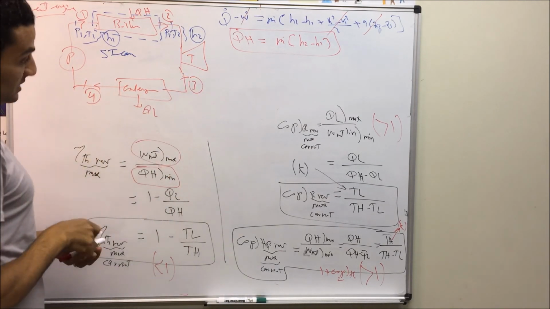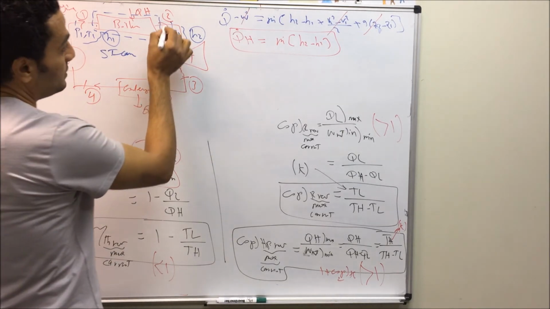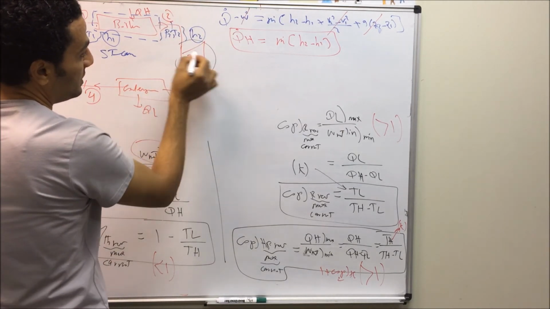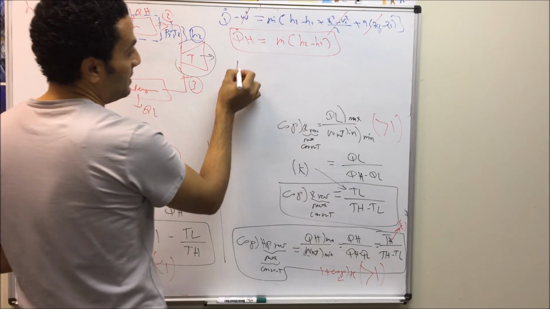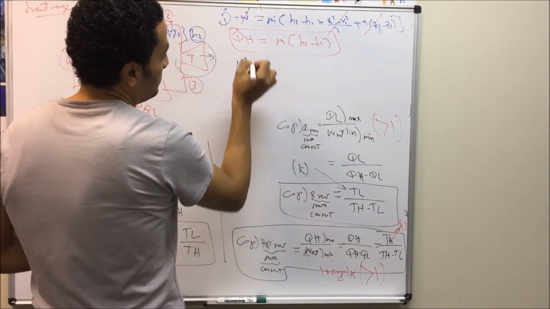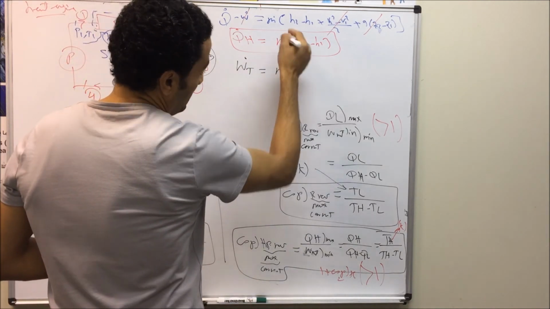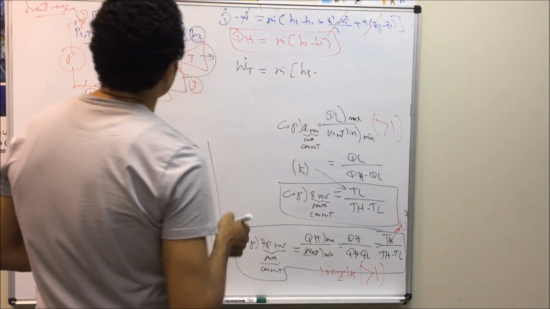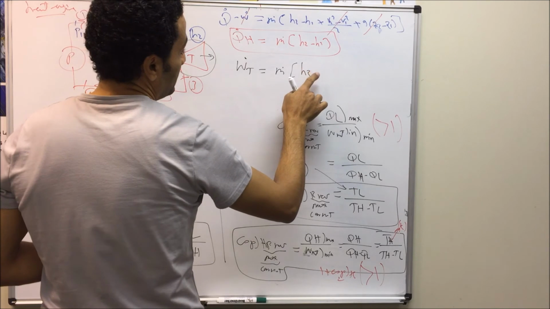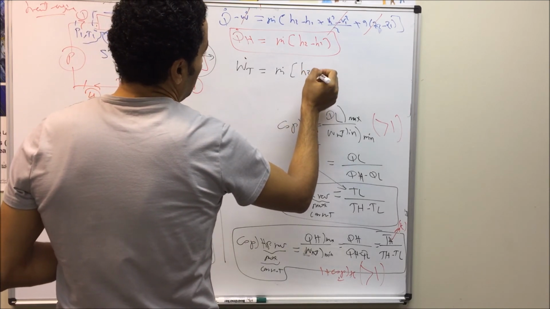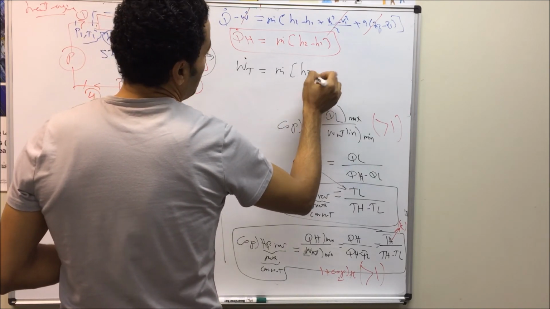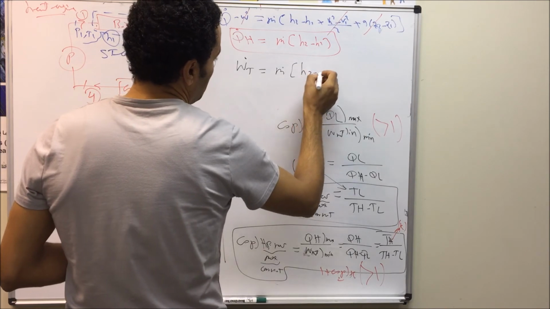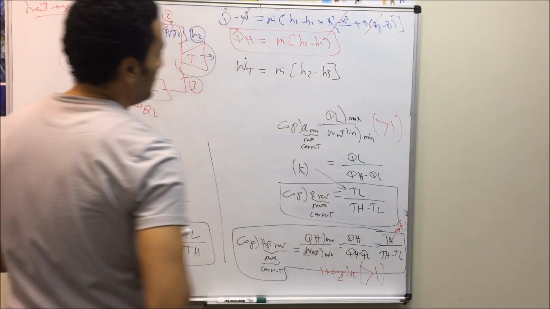Also very similar. He may give you the condition at points 2 and 3, then we can calculate the work out of this turbine. The rate of work out, you can apply the same first law, will equal to M dot multiplied by H2 minus H3.